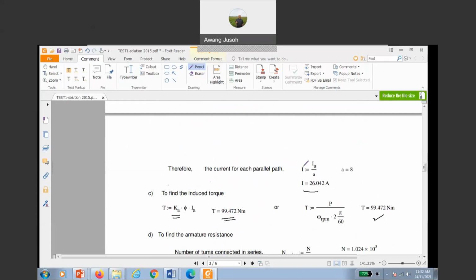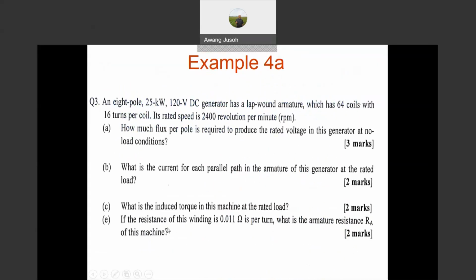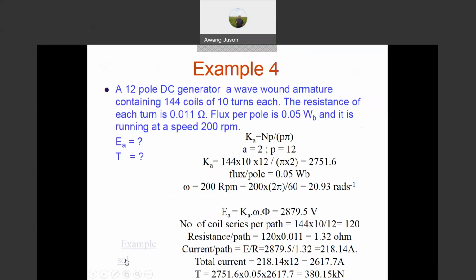All right, the last part they ask us here is to find, if the resistance of this winding equals 0.011 ohm per turn, what is the armature resistance of the machine? They ask us to find the total resistance of the machine, which is represented by Ra. So what is Ra in this machine? They give us each winding has 0.011 ohm resistance. So you need to find the total resistance now.